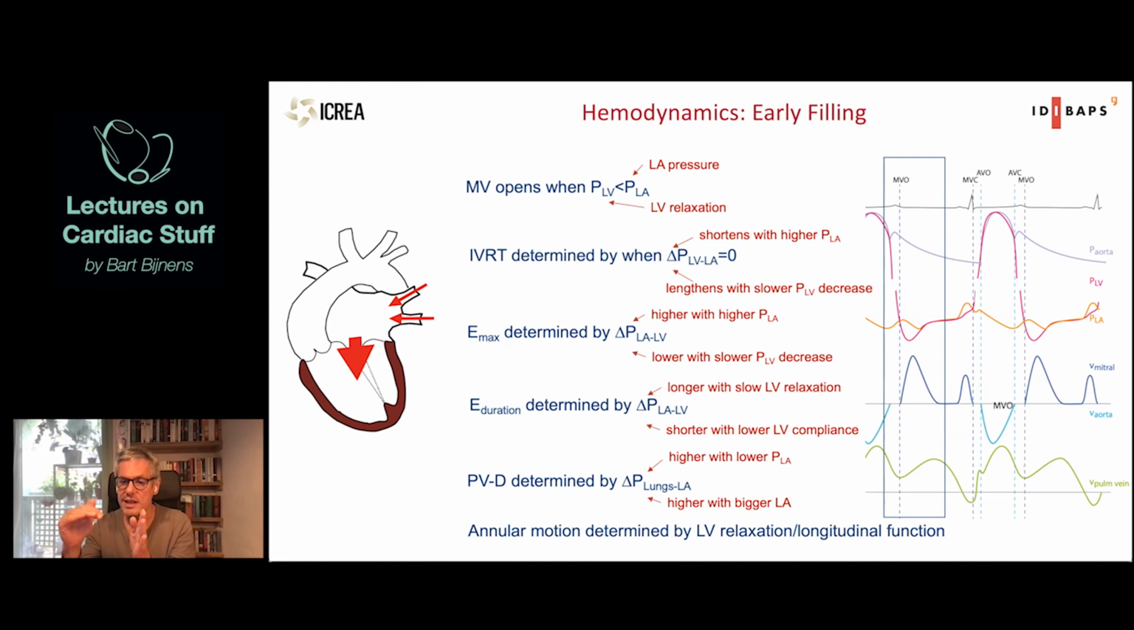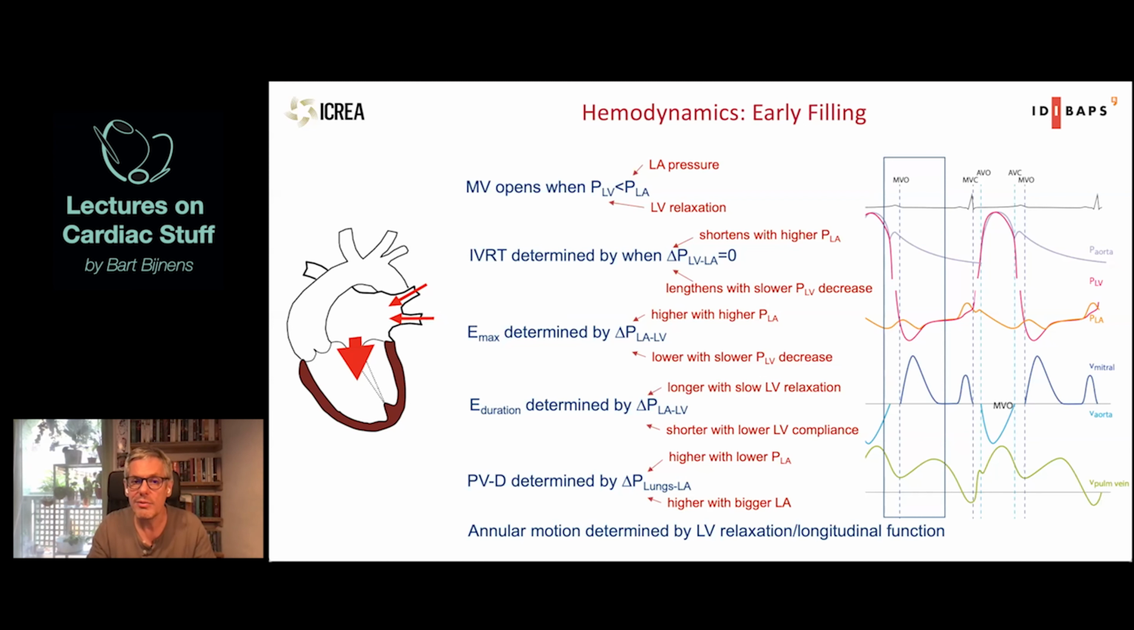If we then become more diseased, where the left atrial pressure starts to increase, we start to see that, of course, the early velocity goes up, and at the same time, the isothermal relaxation time will become shorter again. Now, what is also important here is that the duration of this flow depends on the temporal evolution of the pressure gradient. So the longer it takes for the pressure of the left ventricle and the left atrium to equalize, the longer this E wave will be.